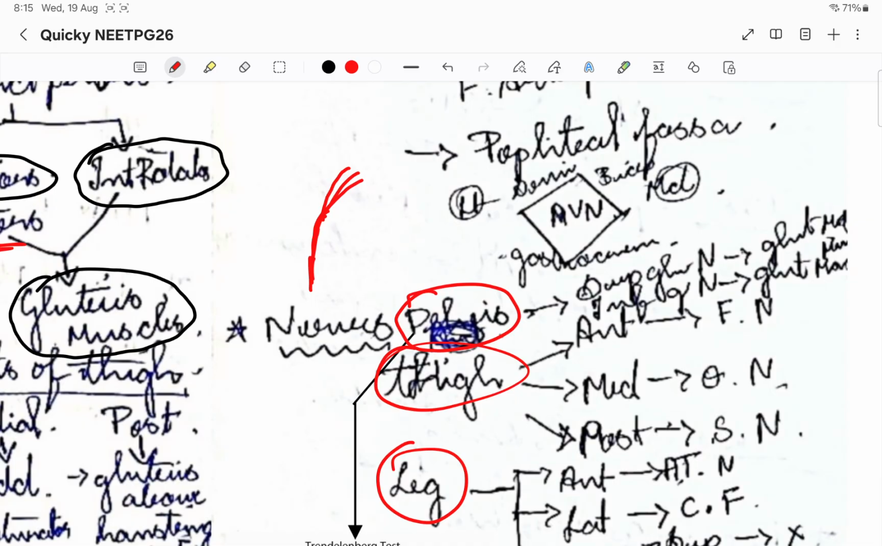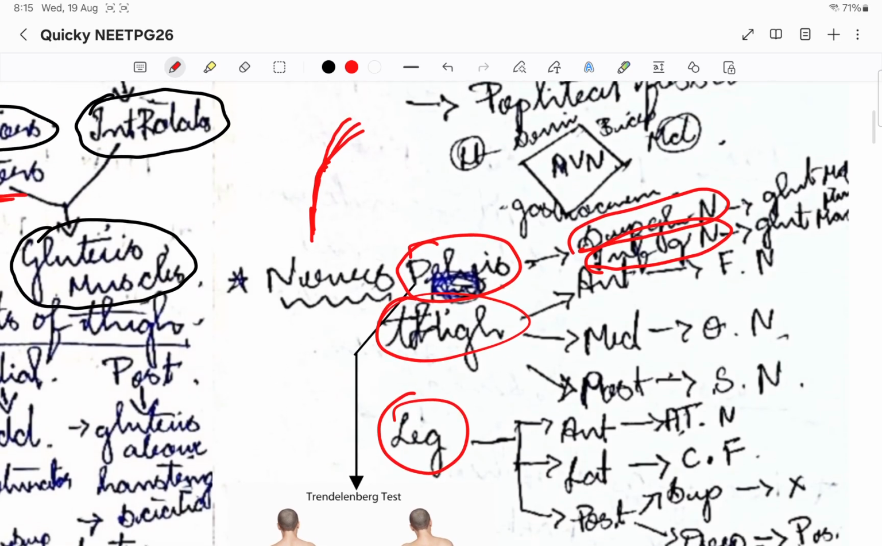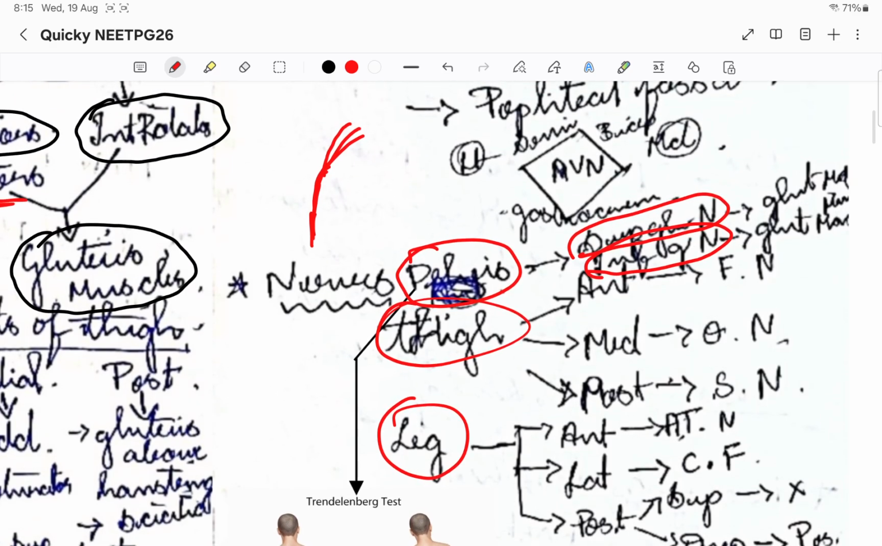The main nerves that supply the pelvis are the superior gluteal nerve and the inferior gluteal nerve. These are the two main nerves that you need to remember, because there is a pathology that I'm going to explain, and it happens because of these two nerves. So, superior gluteal nerve and inferior gluteal nerve.